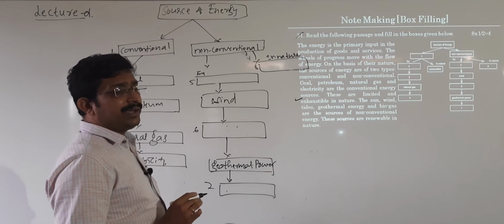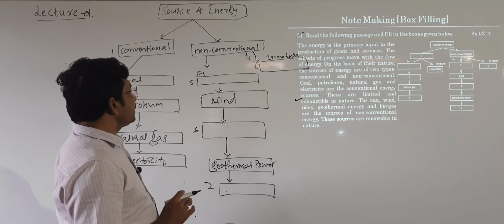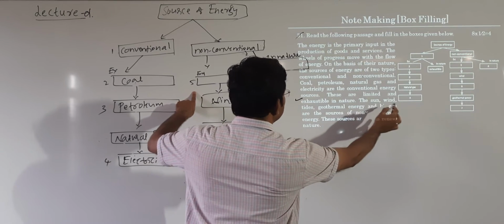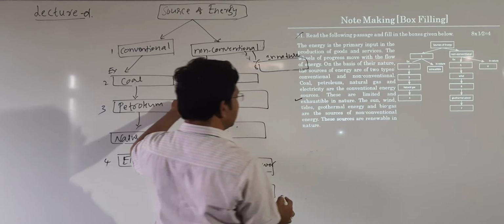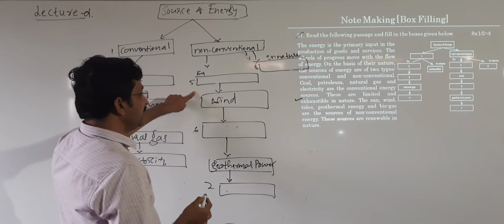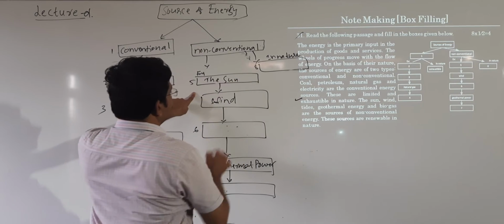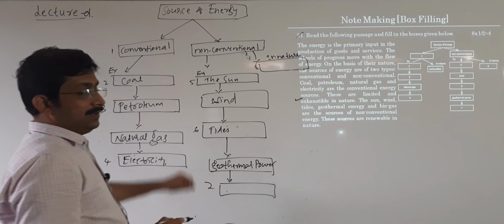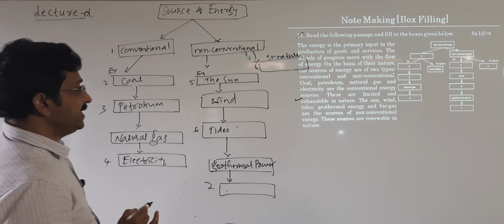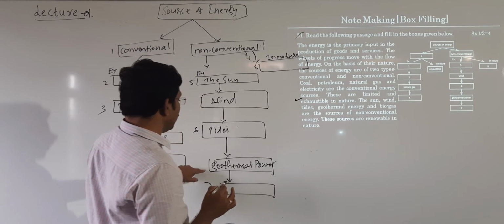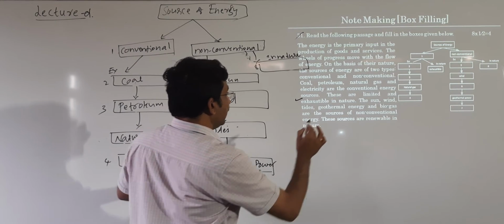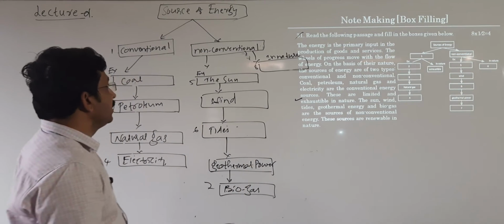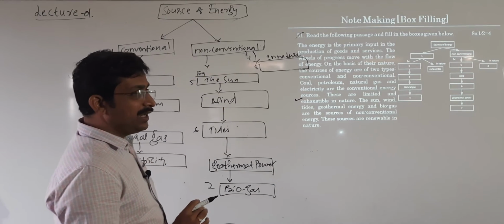Now come to this point, non-conventional energy sources. So examples, fifth one, so non-conventional, these are limited and exhaustible in nature. The sun, wind, tides, geothermal energy and biogas are the sources of non-conventional. The first one, the sun. Okay, wind is given. Tides. Tides, nowadays tidal energy source is getting very important. Tides. And next it is geothermal power. Geothermal power it is given, and biogas. Biogas. So these are all the different sources of non-conventional energy sources.